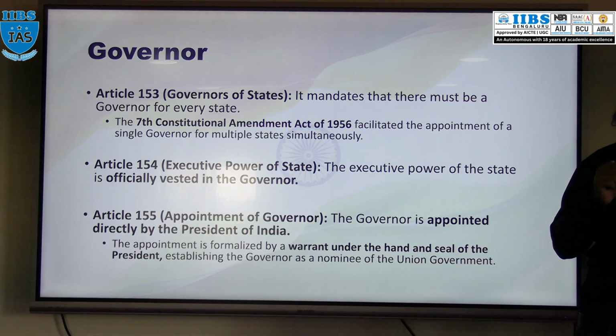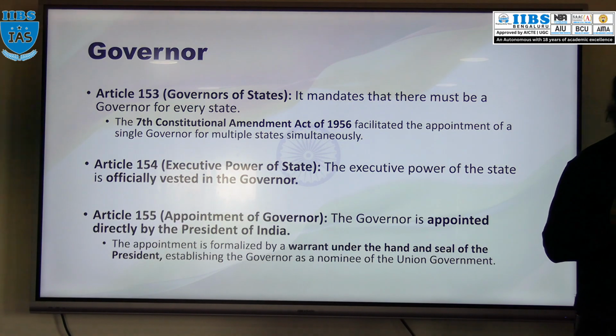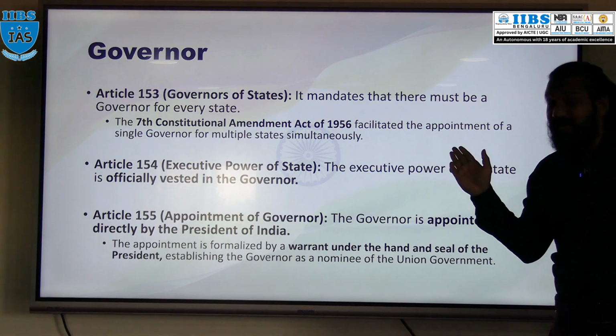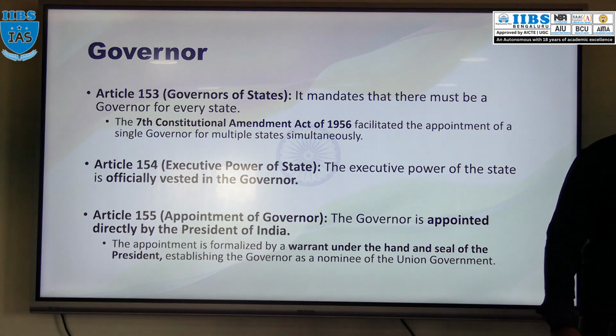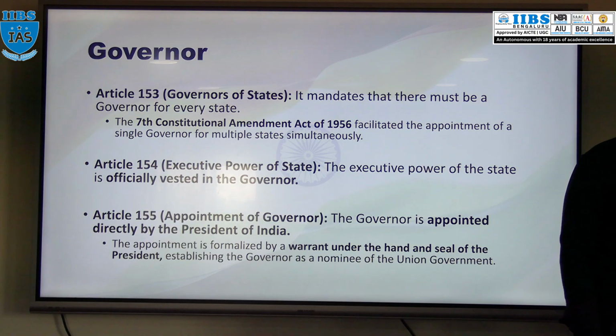At the central government we have the President, Vice President, Prime Minister, Council of Ministers, then the Attorney General of India, then the CAG, Comptroller and Auditor General of India. At the state level they don't have a separate CAG, but they have a separate advocate, the Advocate General of the state. So in the state we have the Governor, Chief Minister, Council of Ministers, and the Advocate General of the state.